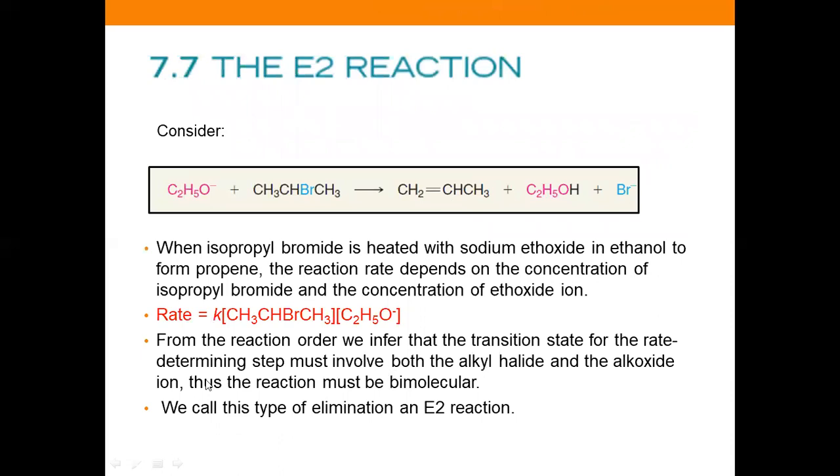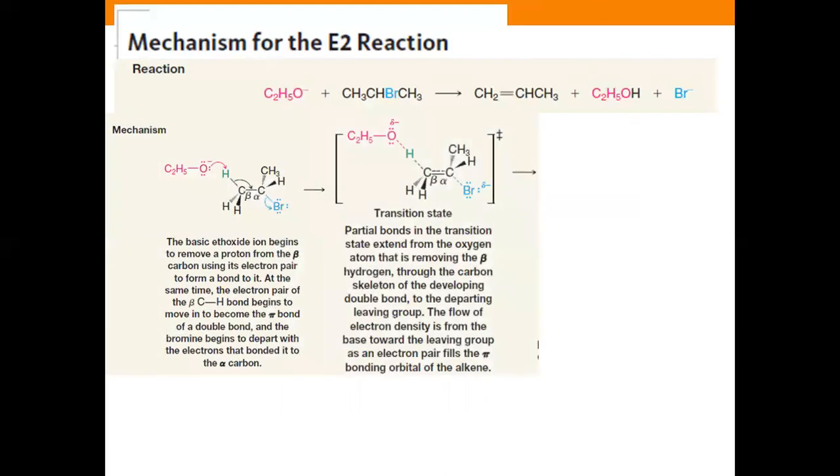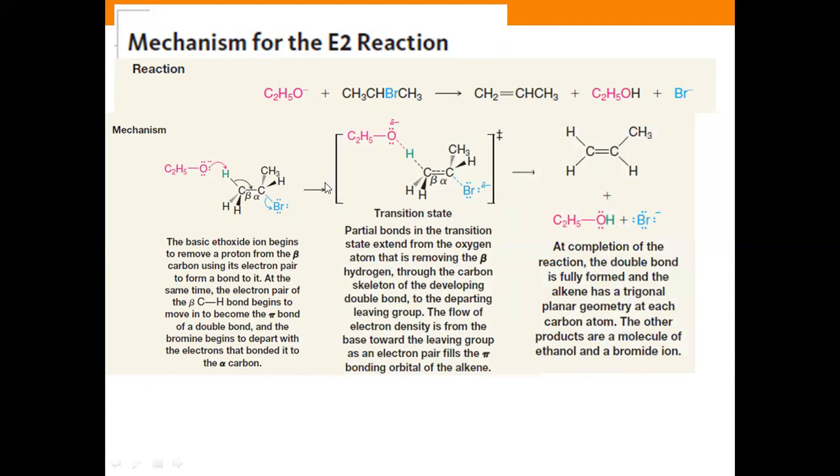Also, the rate of the reaction is dependent on the reaction of ethoxide and 2-bromoethane. The rate is dependent on these two reagents, and this is an example of an E2 reaction. For the E2 reaction, as you have already mentioned, before the formation of our product, we have a transition state that leads to the formation of the product.